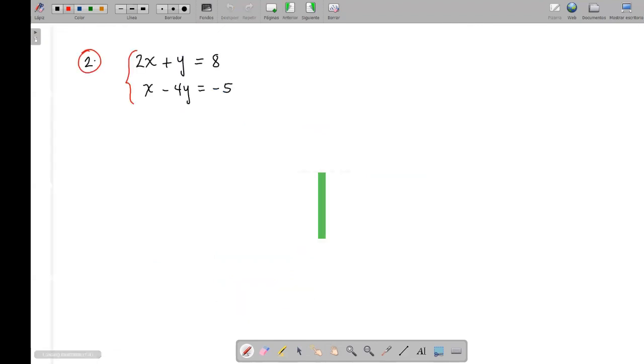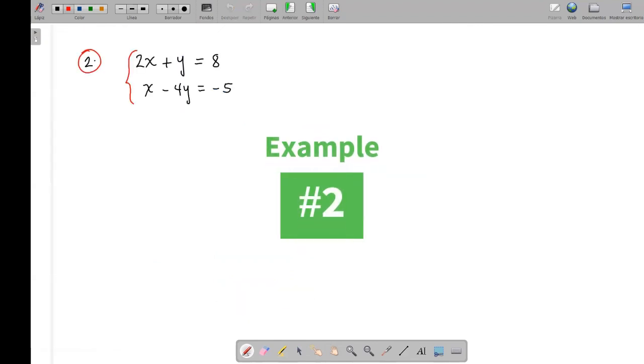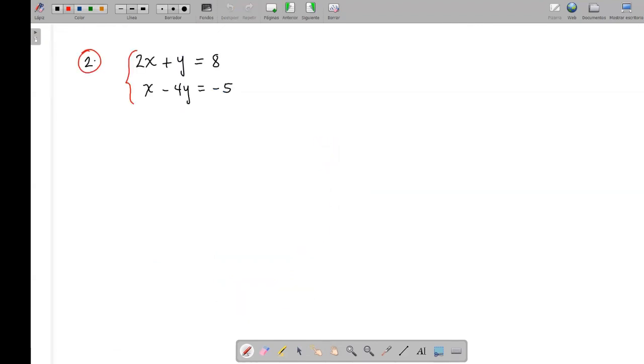Okay, let's see the example number 2. Okay, in example number 2, we're going to apply the same steps. We have 2x plus y equal 8, and the other equation is x minus 4y equal minus 5. So in this case, I'm going to eliminate the y. How? Switching the numerical coefficient. What is the numerical coefficient we have here? We have an invisible 1, so I'm going to write it here. And we have a 4, so I'm going to write the 4.